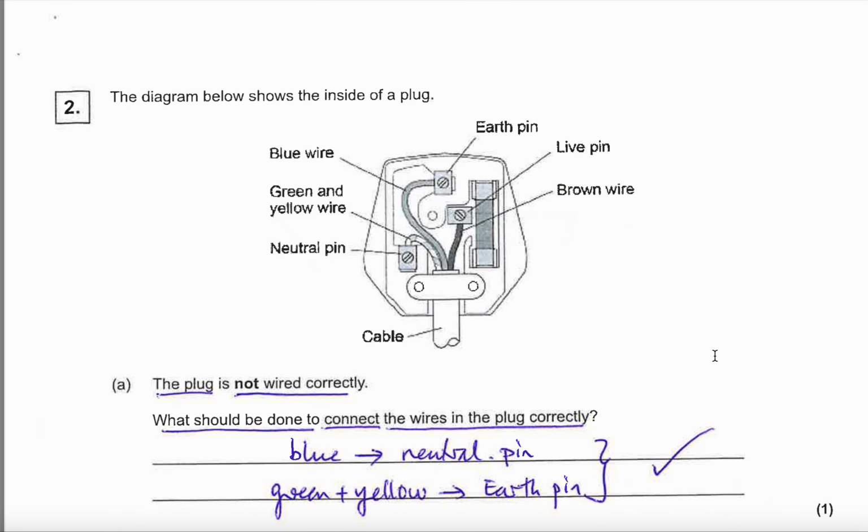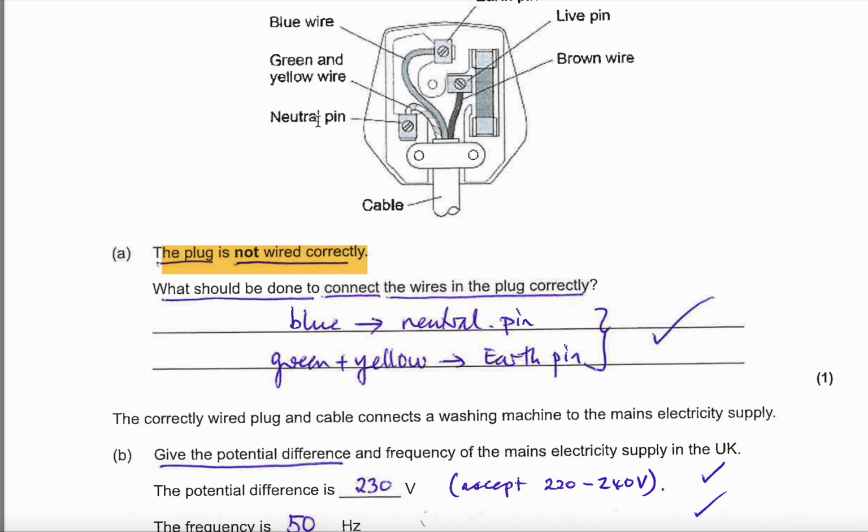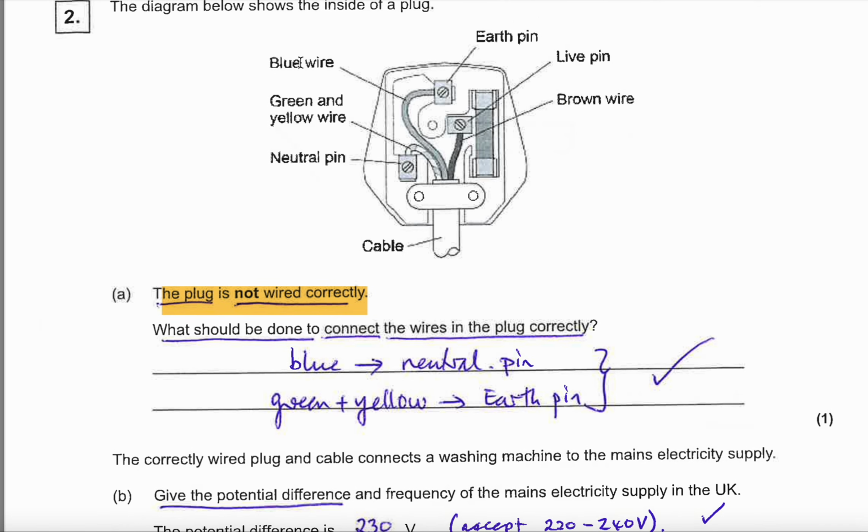Okay, over the page. It's now a 13 amp plug. They want you to find out what's wrong with the wiring. It's not wired correctly. The blue should be the neutral. Unfortunately, I didn't photocopy this in color, so it would have shown it in blue. The blue wire they've put to the earth pin, and the neutral wire they put the green and yellow wire there. So they've labeled everything.